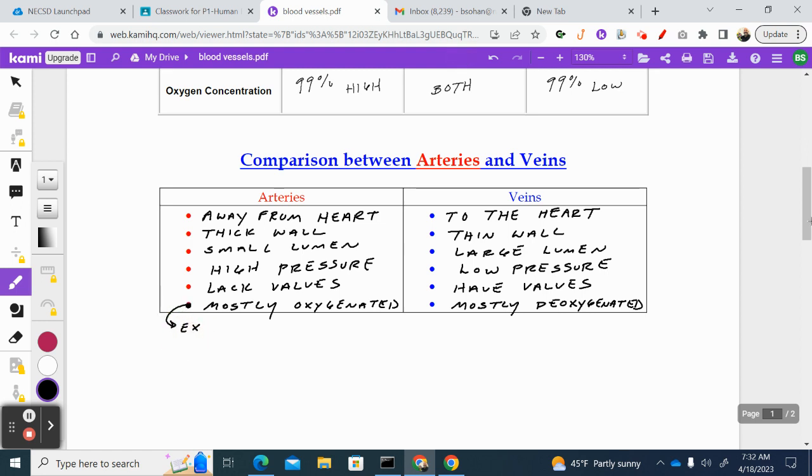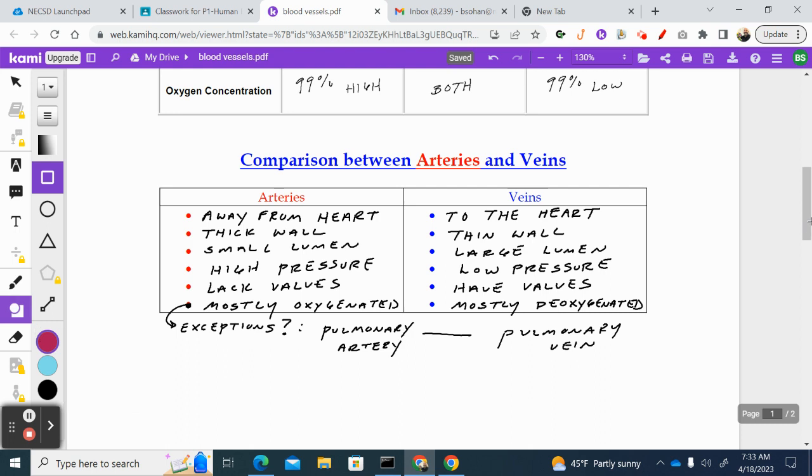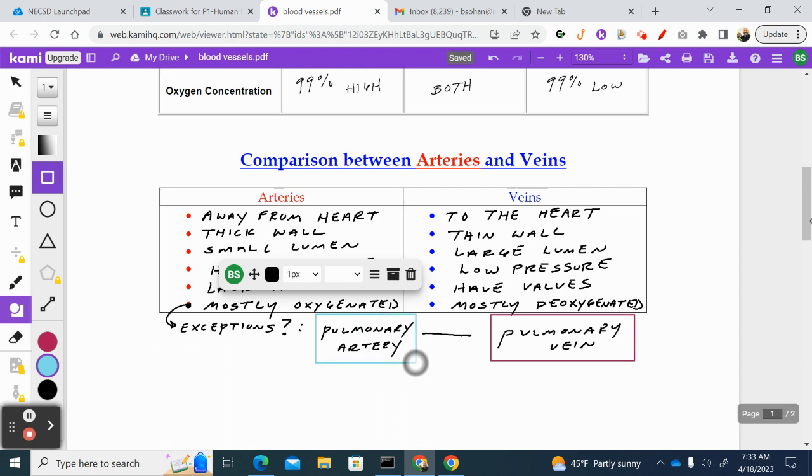What are the exceptions? Pulmonary artery. Pulmonary vein. The pulmonary vein we color red. The pulmonary artery we color blue because it carries deoxygenated blood, and the pulmonary vein carries oxygenated blood.